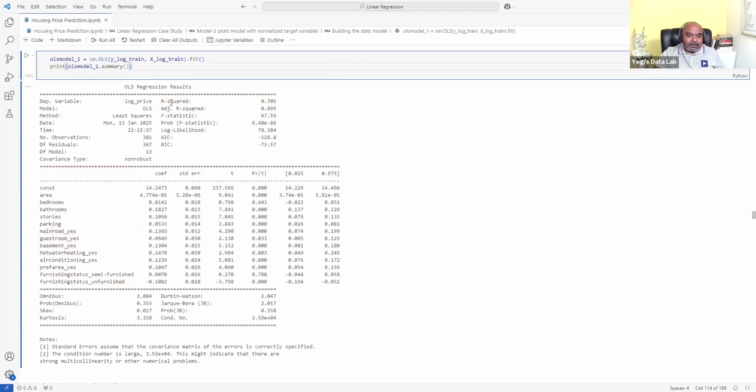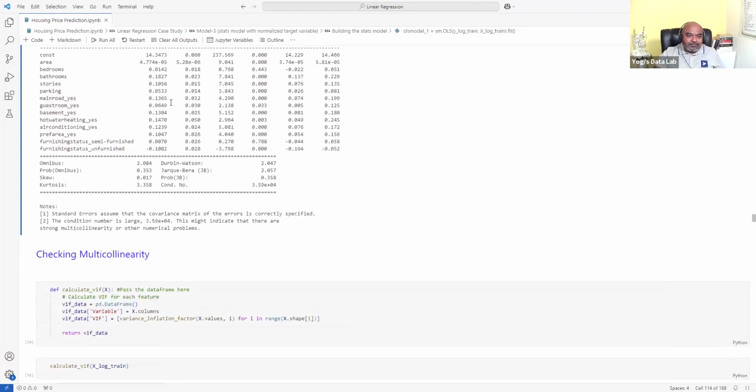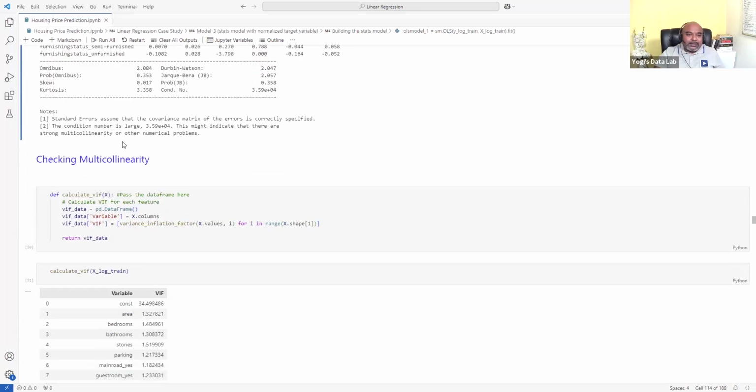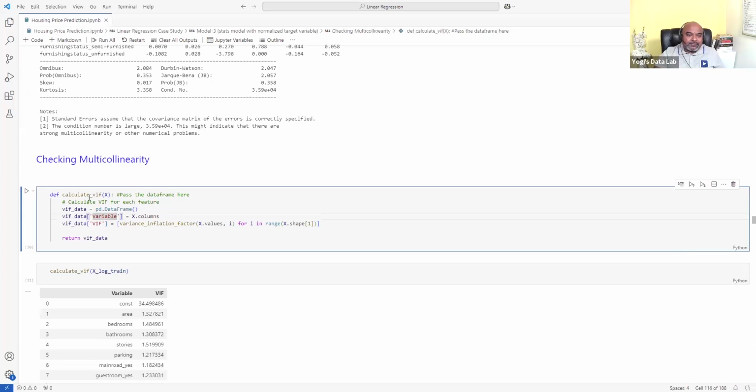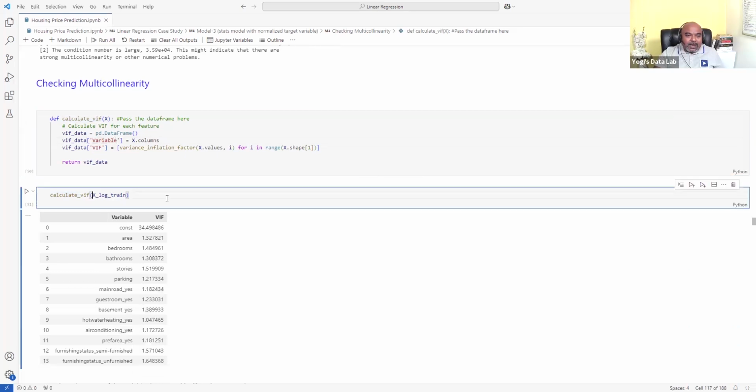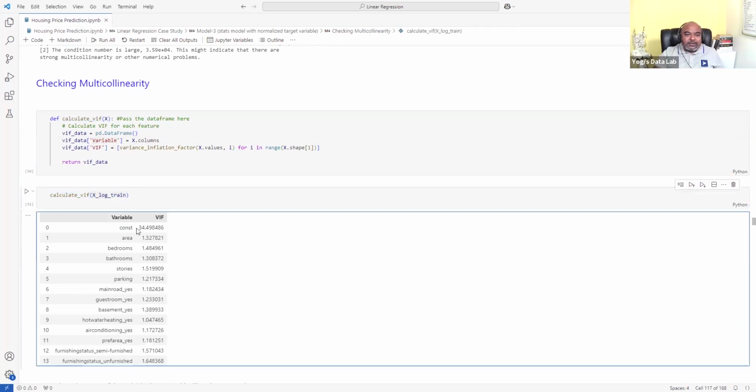So what we are doing now is, once I build the model, I'll check for multicollinearity. This is a function I've written for calculating the VIF, and you'll calculate the VIF. The constant, you should not be bothered because this is just a constant term, so it doesn't matter. It can have any value, just forget it. Look at all the other variables. They should not be above 5. So 5 is the threshold which we are taking here.